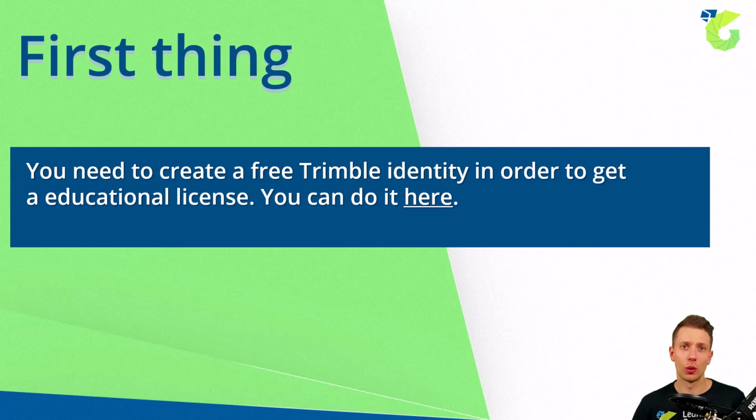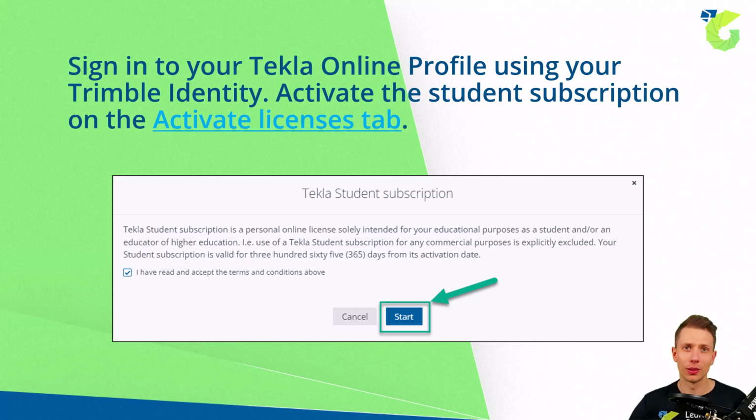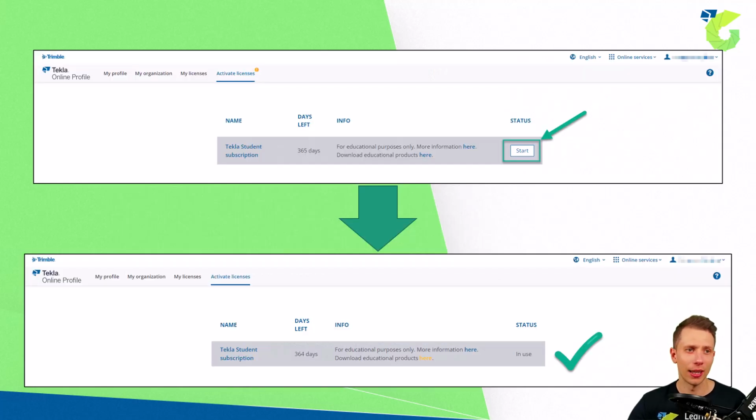In order to download the Tekla educational version, you have to create a free Trimble Identity in order to get this license. If you go to tekla.com and to the download, the first step you will have to do is to create your account. Here you have to just specify your name, educational type, and what area of study or discipline you are representing. Then you have to sign up to Tekla Online Profile using your Trimble Identity. After that, you will be able to activate your license.